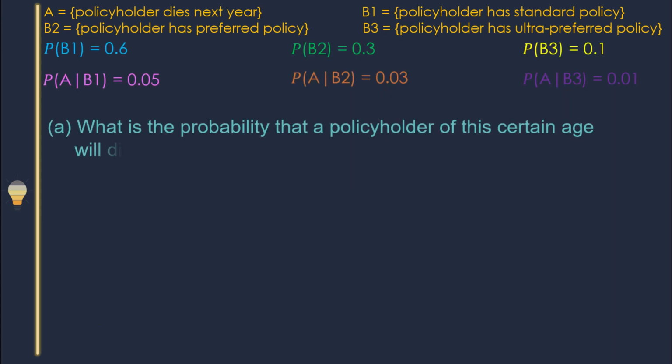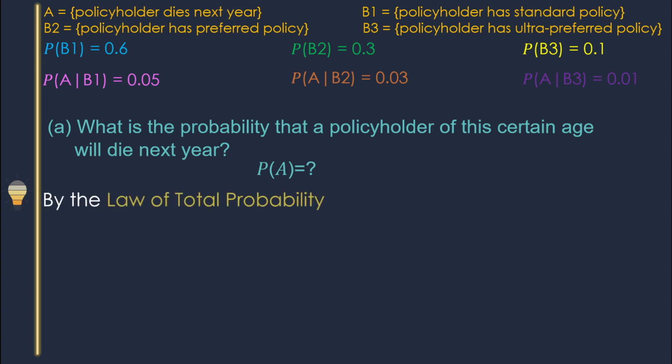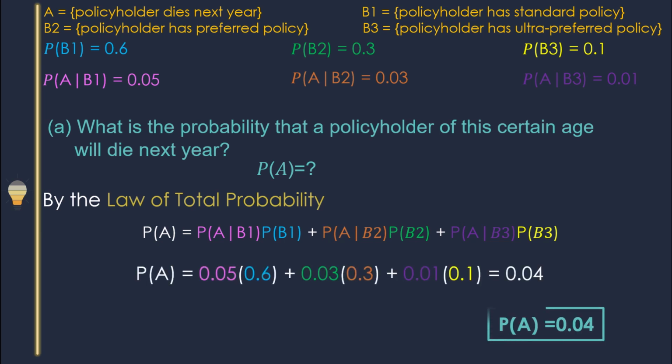Now let me go to part A. What is the probability that a policyholder of this certain age will die next year? They are talking about a policyholder dying next year. We know A is the policyholder dies next year, so we need to find the probability of A. How do we find it? I just explained the law of total probability. So by this law, we can write this according to our information. Now we know each probability, so we can just plug in the numbers and simplify. So the probability of A is 0.04.